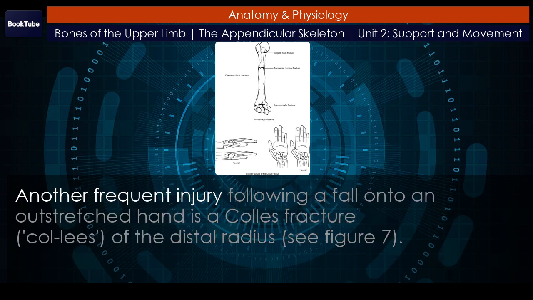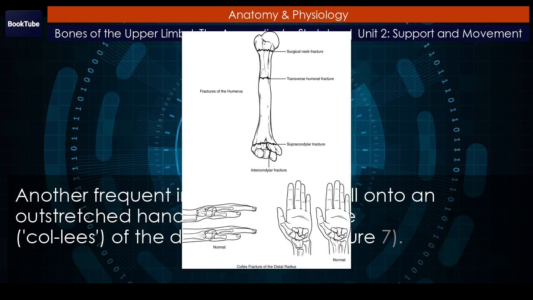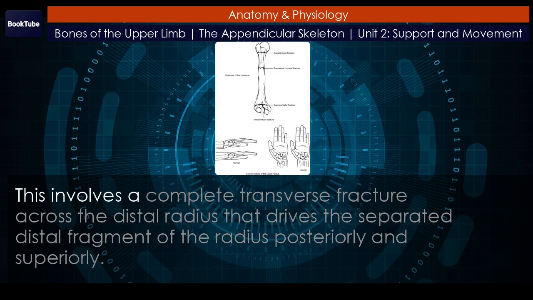Another frequent injury following a fall onto an outstretched hand is a Colles' fracture, a fracture of the distal radius. See Figure 7. This involves a complete transverse fracture across the distal radius that drives the separated distal fragment of the radius posteriorly and superiorly.